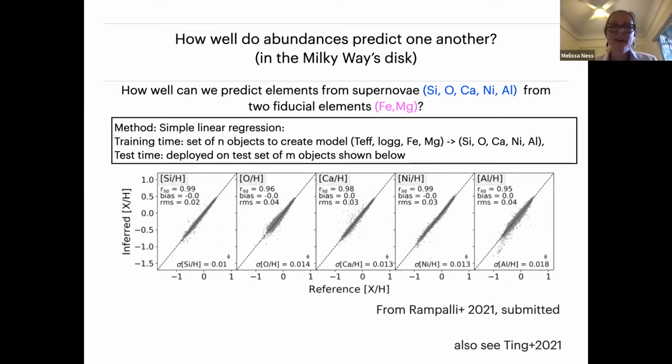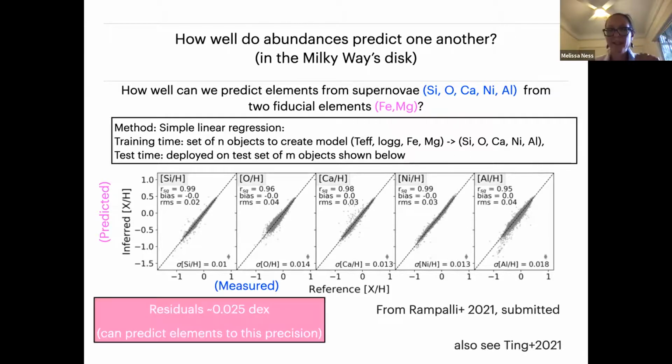There's a few thousand, 50,000 red giant stars from APOGEE. On the x-axis is their measured abundance from ASCAP, and on the y-axis is the inferred abundance, what you could get if you only had temperature, gravity, iron, magnesium. So predicted. So the residual prediction, how well we can predict these to about 0.25 dex on average for each element. And that's both surprising and not surprising.